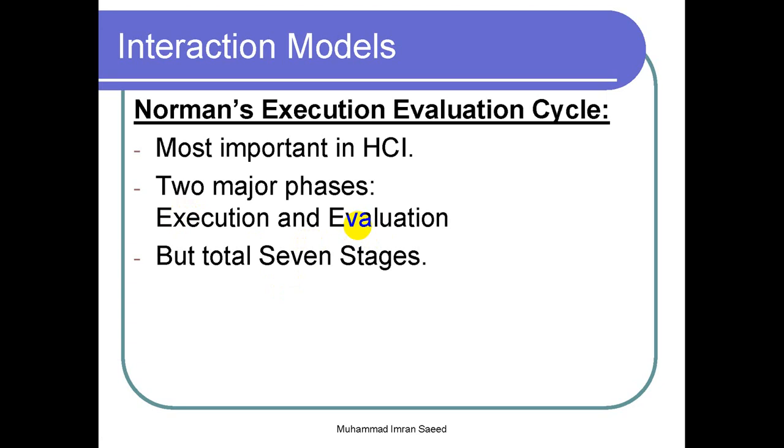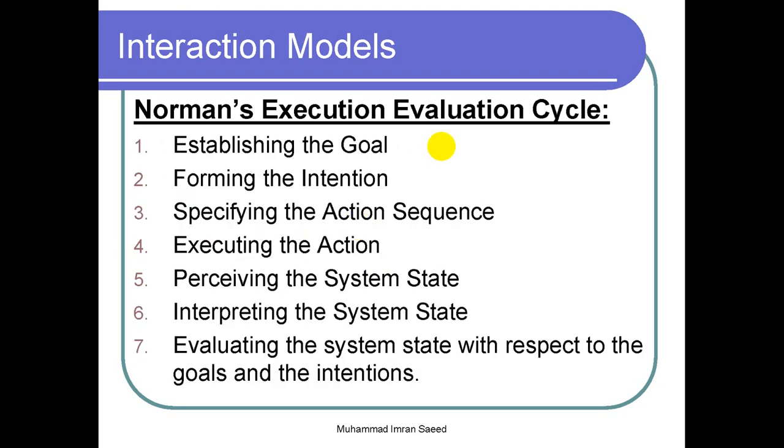So we can learn this model by looking at the steps and then giving an example for every step. Let me read out for you only the titles of the steps of the model, and then we will go with an example. First one is establishing the goal, then forming the intention, specifying the action sequence, then executing the action, then perceiving the system state, then interpreting the system state, and then evaluating the system state with respect to the goals and intentions.